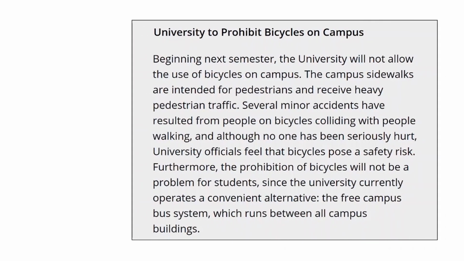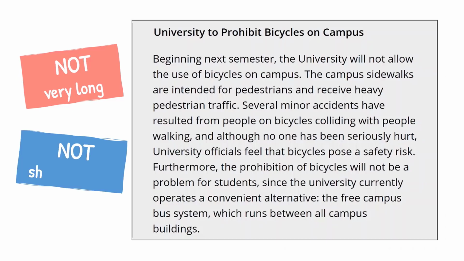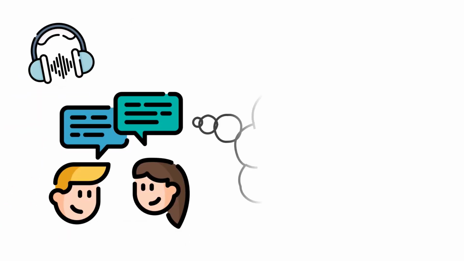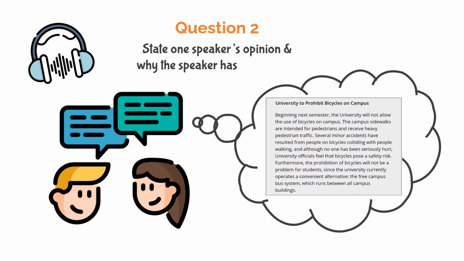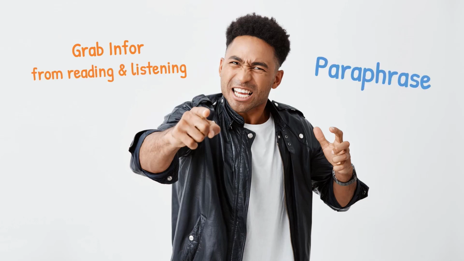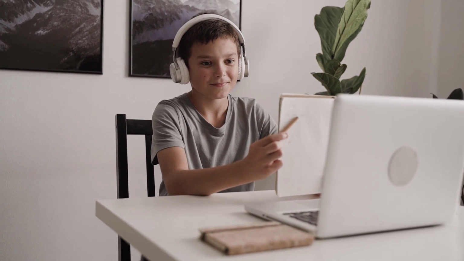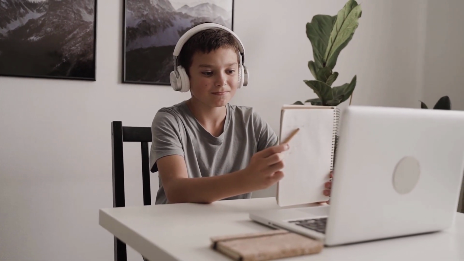See, the reading is not really long, but you won't see it again while speaking. In the listening, there are two students discussing the topics in reading. The question will ask you to state one speaker's opinion and why the speaker has this opinion. Now you know what you are going to do in this question. Grab information from reading and listening, then paraphrase the information. Although it's a speaking test, it requires reading and listening skills.